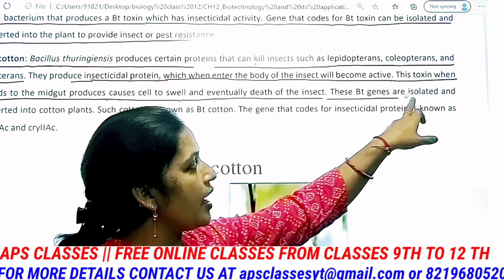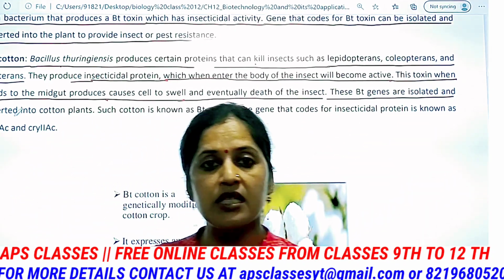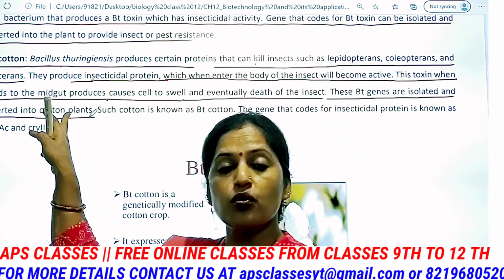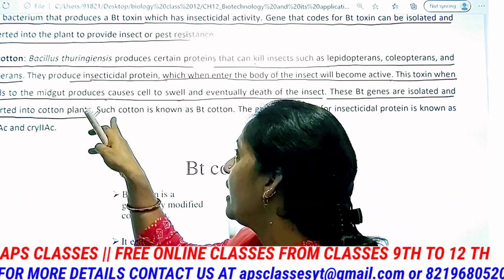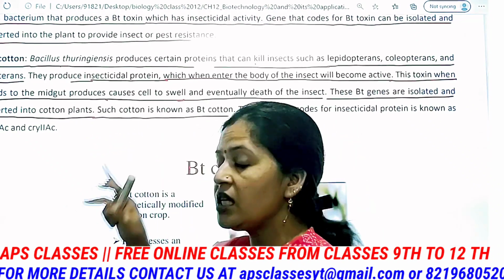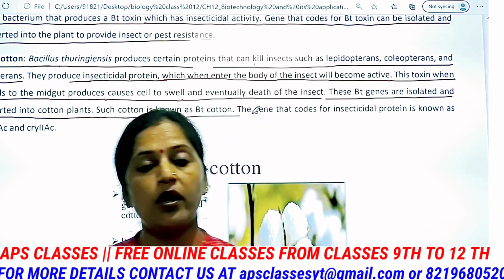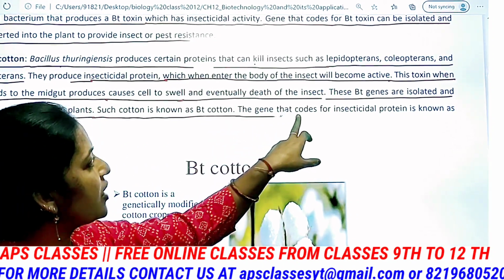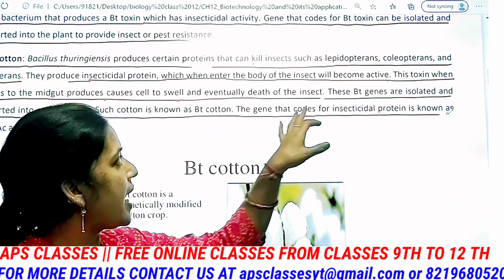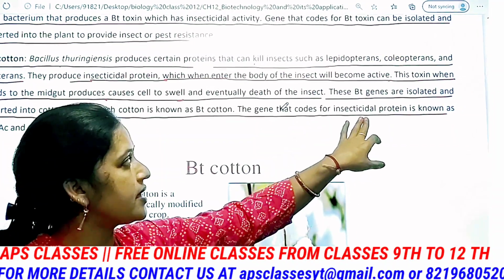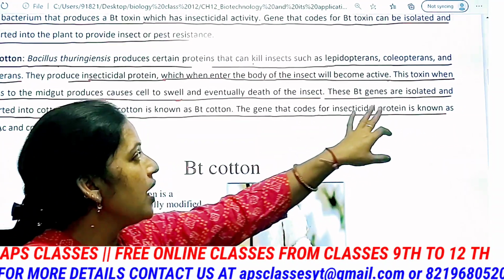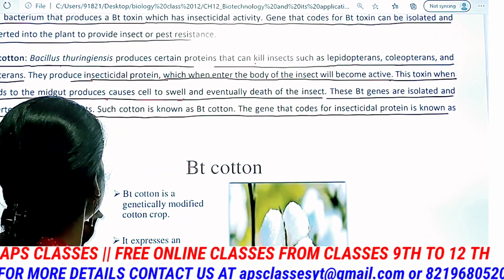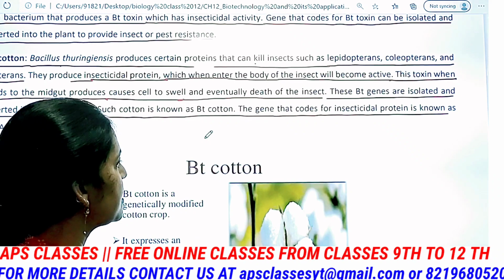These Bt genes are isolated and inserted into cotton plants. Such cotton is known as Bt cotton. The genes that code for insecticidal proteins are known as Cry1Ac and Cry2Ab.